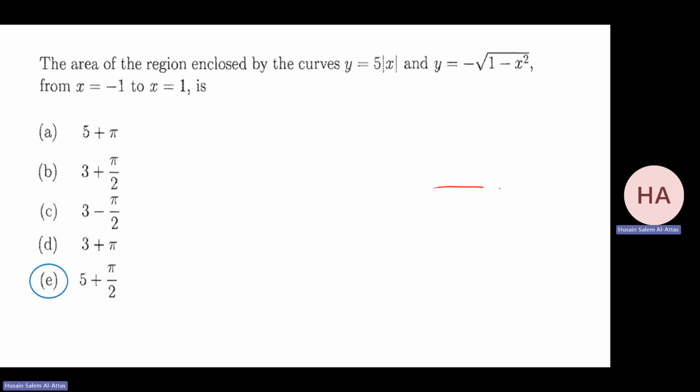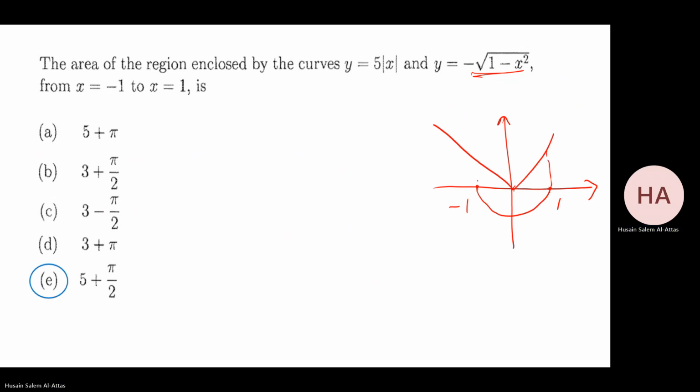Now the area of the region bounded between these two curves from x equal minus 1 to x equal 1. Okay, what are the curves? I have 5 absolute value of x, which is this. What is this? This is the lower half of the parabola, something like this. And they want it from x equal minus 1 to 1, so I'm talking about this area between them.